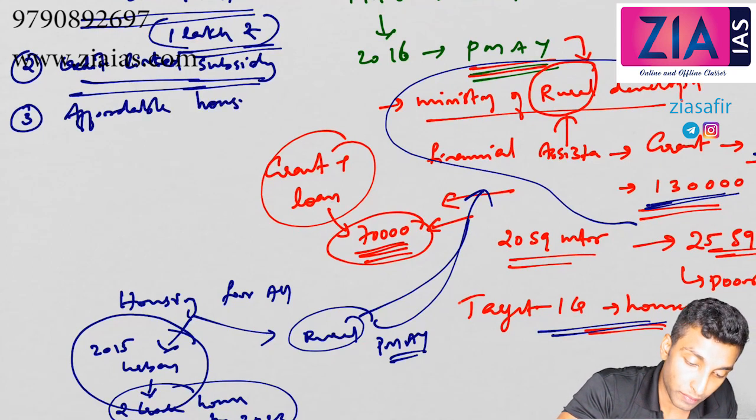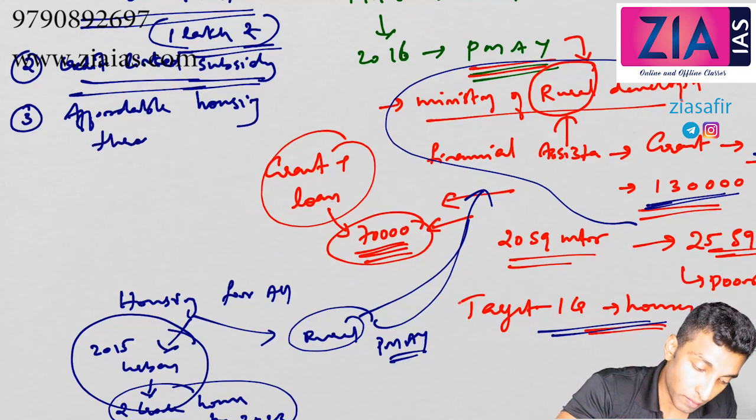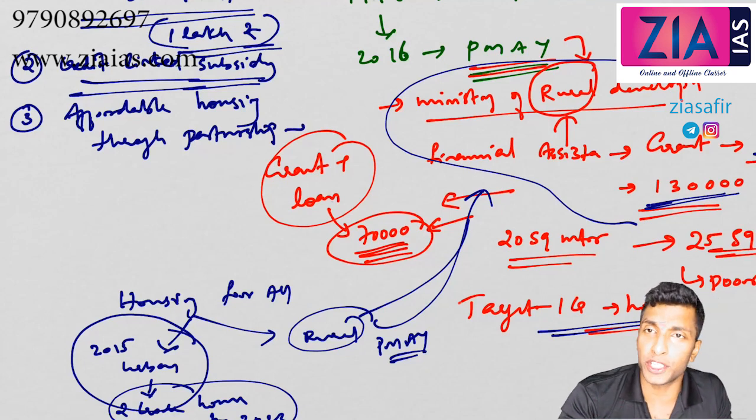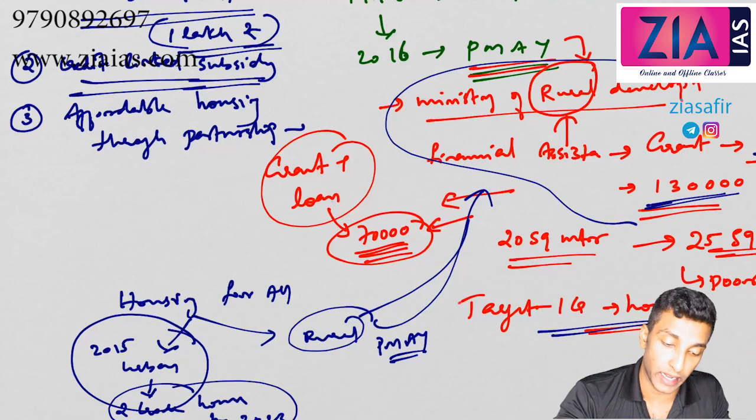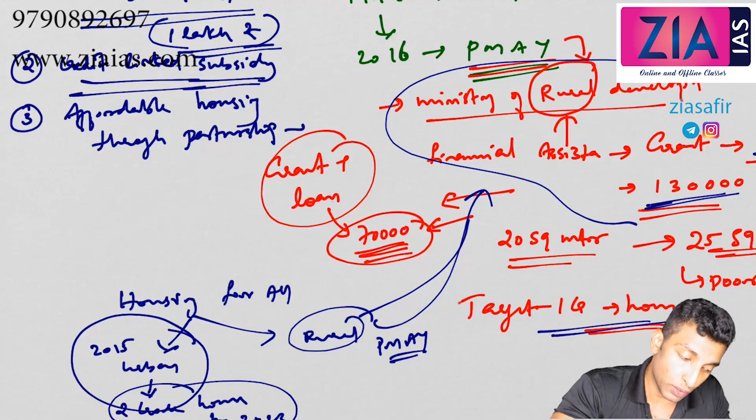Affordable housing through partnership. That means through partnership you can develop the area. For example, LIC, they will construct houses, so development of that area, etc. So affordable housing through partnership.